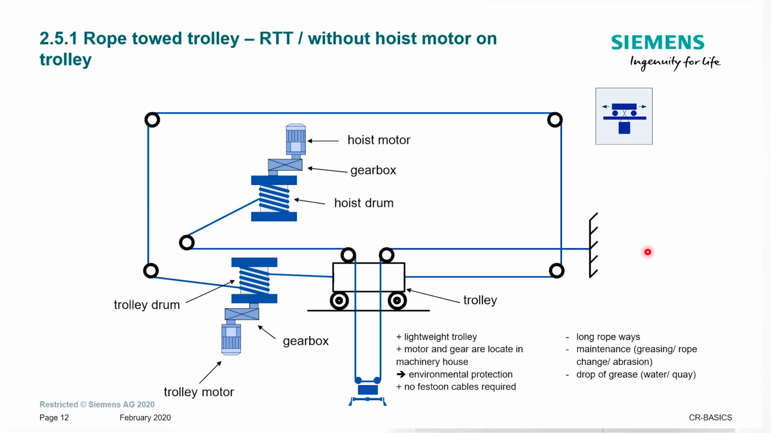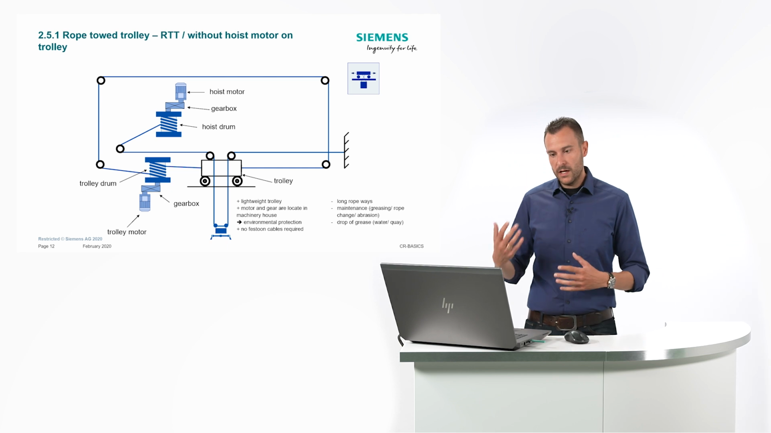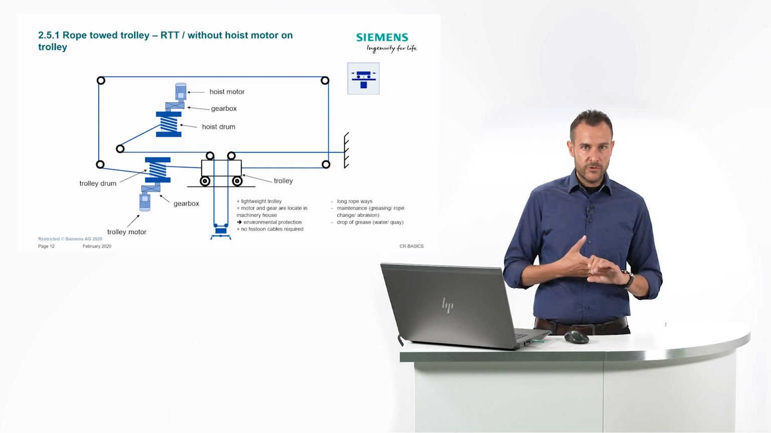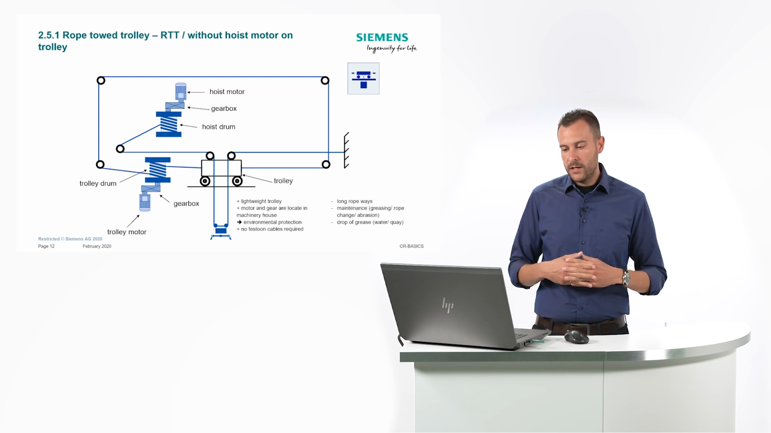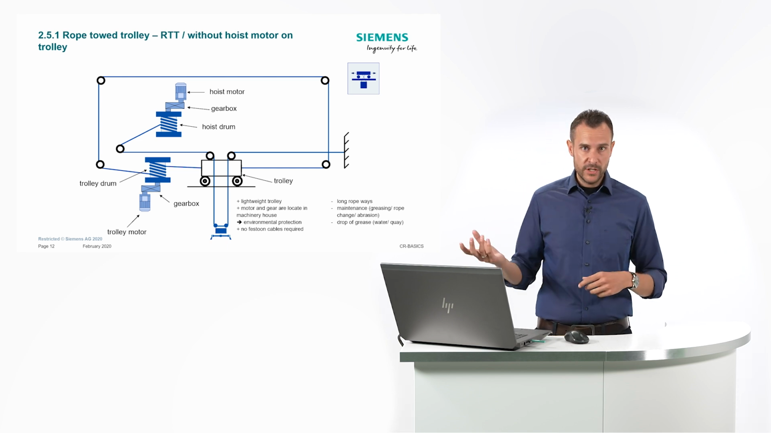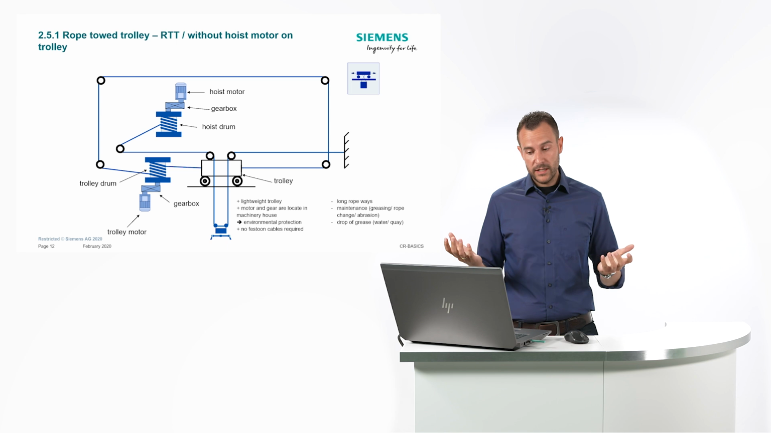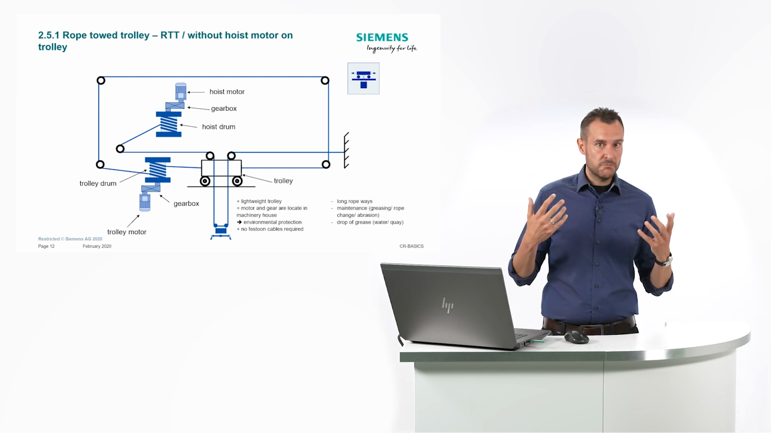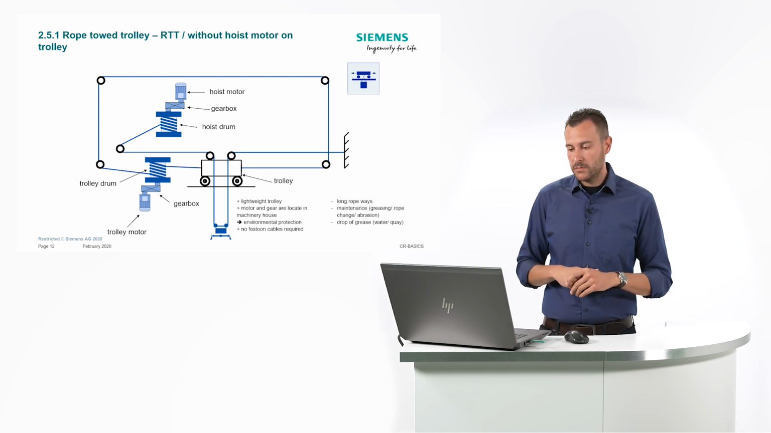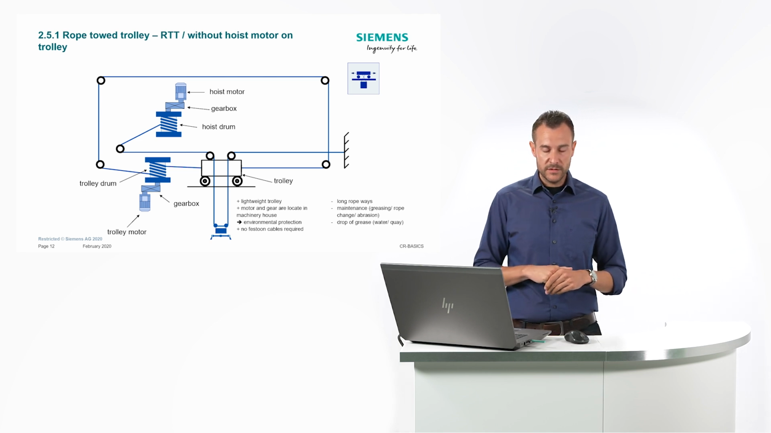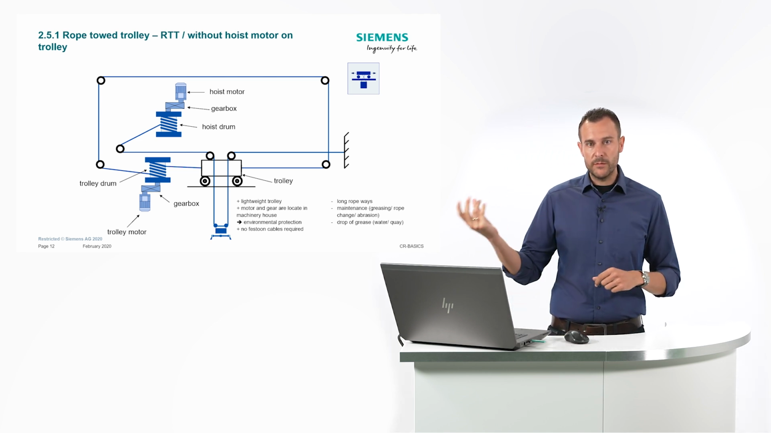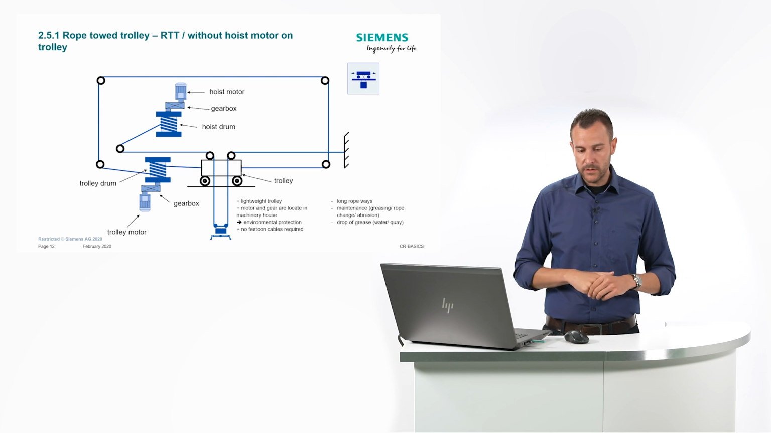What are now the advantages and the disadvantages of this RTT? It is a lightweight trolley, so you do not have several hoist motors on the trolley. The motor and the gear are located in the machinery house, therefore they are also protected against weather and environmental influences, like sandy or stormy weather. And you do not have festoon cables, so no long cableways that you have to move forward and backward.